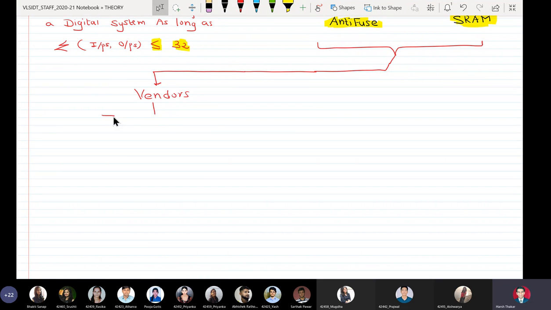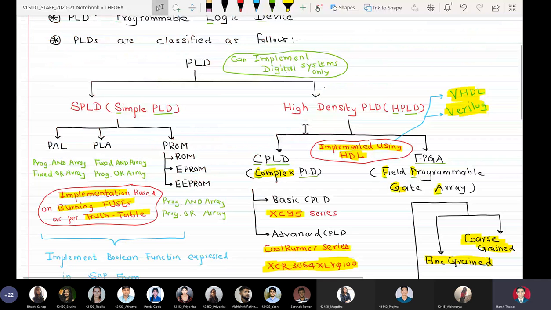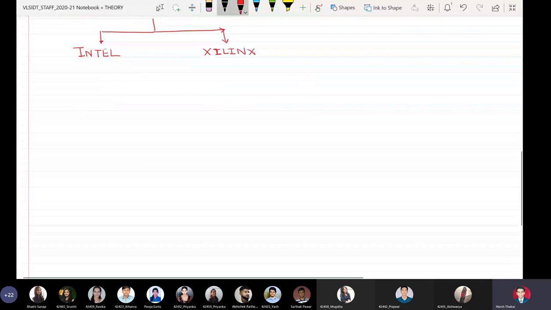We have two vendors, Intel and Xilinx. Just like we have Intel and AMD for laptop and desktop processors, we have MediaTek and Qualcomm for mobile processors, smartphone processors. Similarly, there are two main vendors for manufacturing FPGAs, that is Intel and Xilinx. So Intel has its own family.